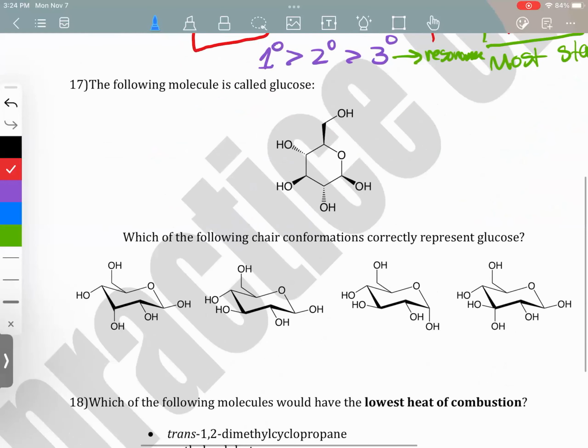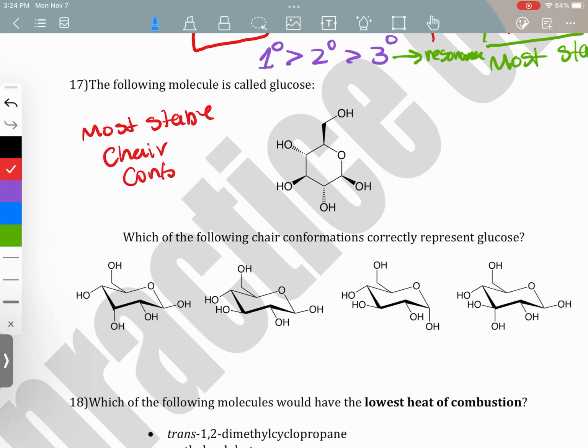So 17. The following molecule is called glucose. Which of the following chair conformations correctly represents glucose? What we're looking for is to put this molecule in the most stable chair conformation. So equatorial. We want to always push the biggest substituent on this molecule into an equatorial position. In this case, it's going to be this group here. This is the biggest, so we want that in equatorial.